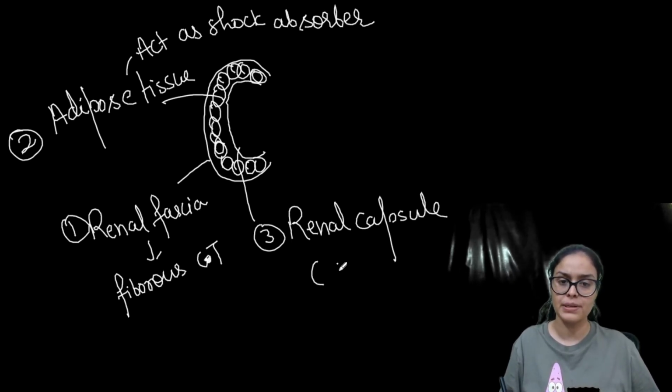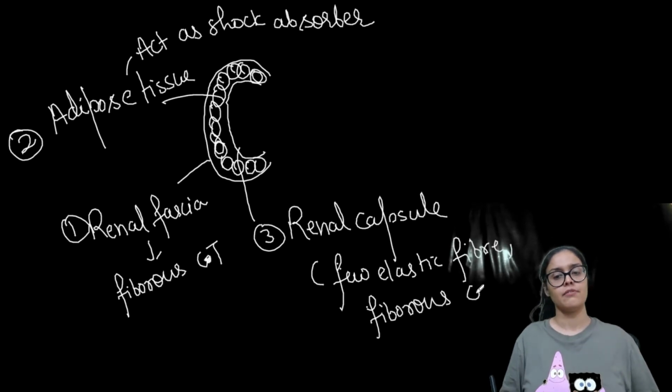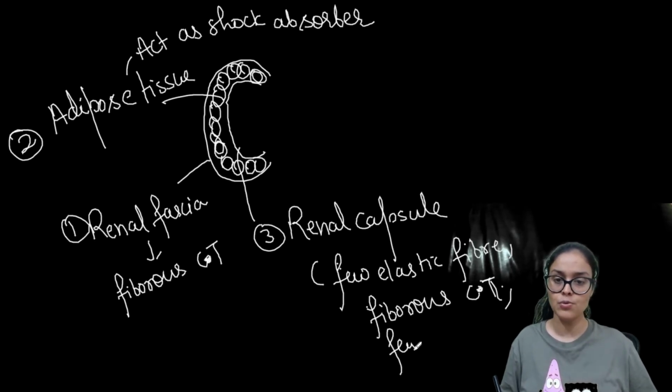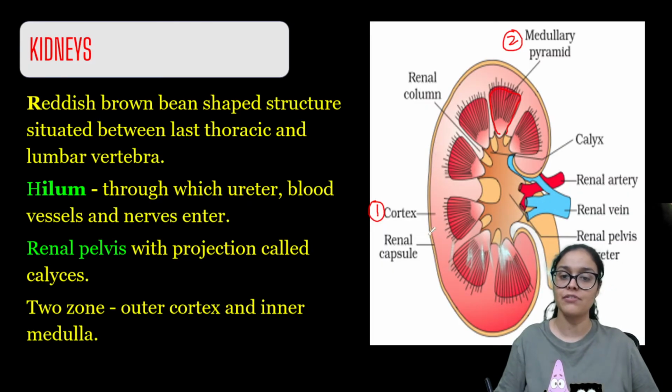So it is also made up of few elastic fibers, having the white fibrous connective tissue. CT is connective tissue, right? Few muscle fibers. So this is the composition of the innermost layer, the renal capsule. So these are the protective covering of the kidney that you have to remember.